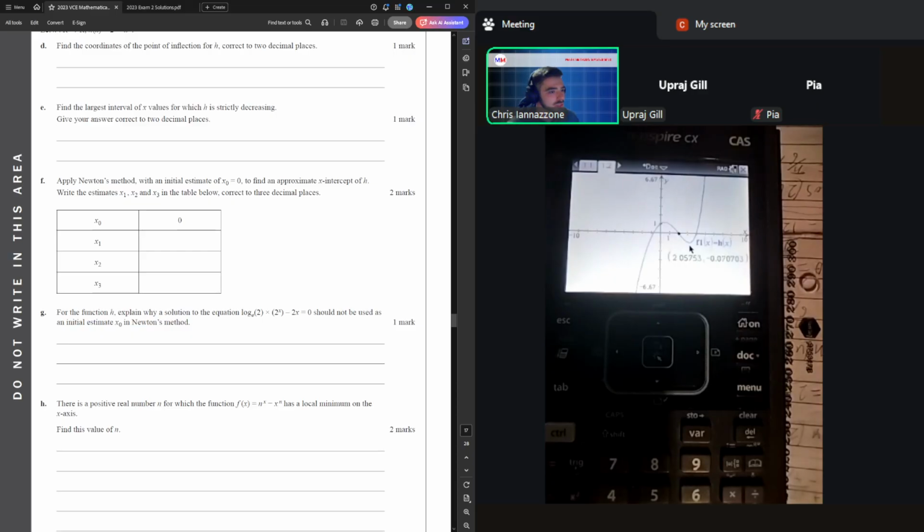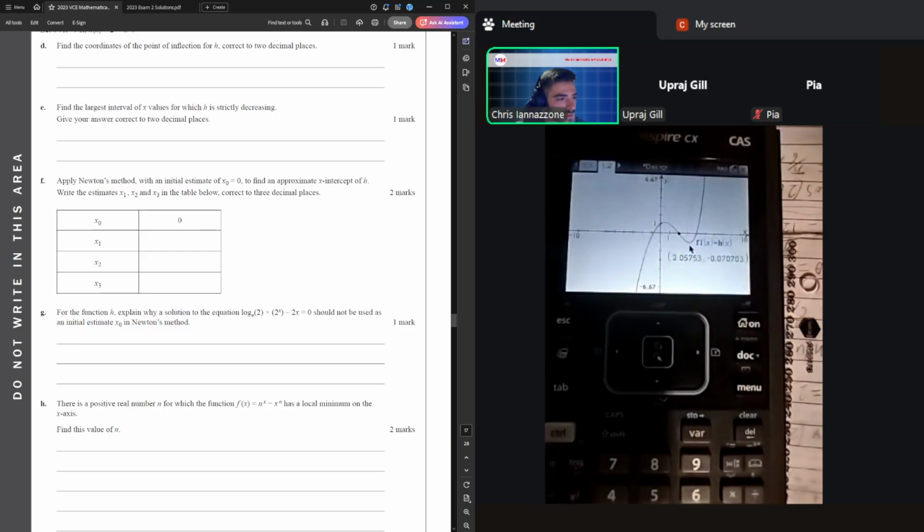We're told there is some positive n that would force that local min to now be on the x-axis. So it needs to strictly decrease until the x-axis, basically. Yeah, basically. There's a couple of things that tells us, forcing a turning point to be on the x-axis. In terms of equations, what could we start creating?